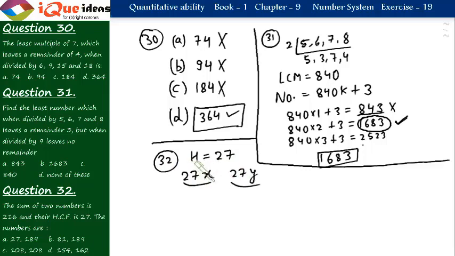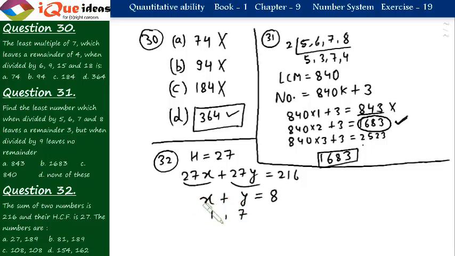Now their sum is given equal to 216. So if you divide by 27, this equation will become x plus y is equal to 8. So the possible values of x and y would be 1 and 7. You cannot take 2 and 6 because 2 and 6 will have 2 as a common factor. We have already said that x and y cannot have any common factor.